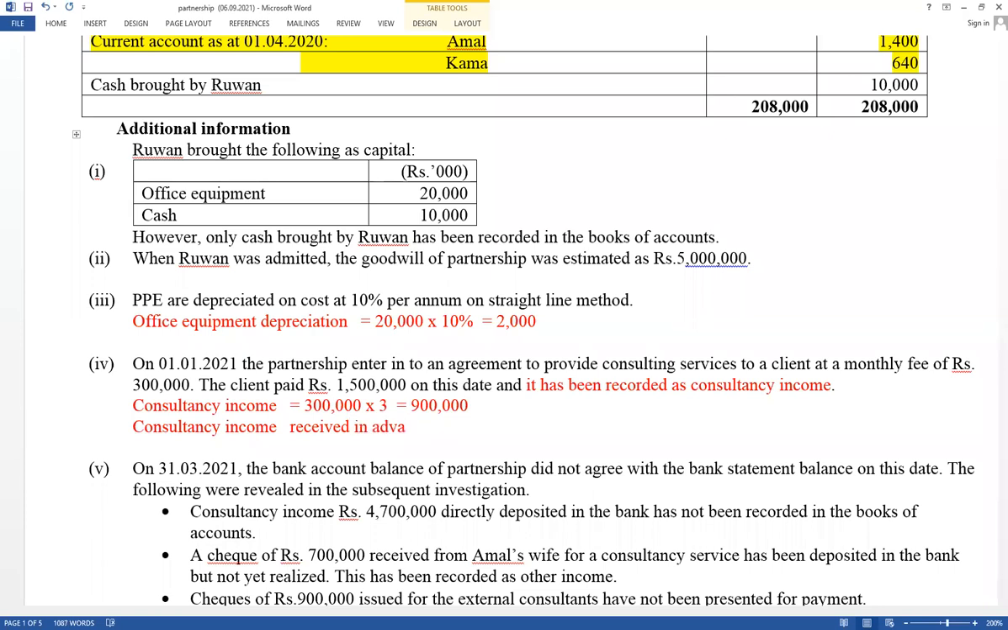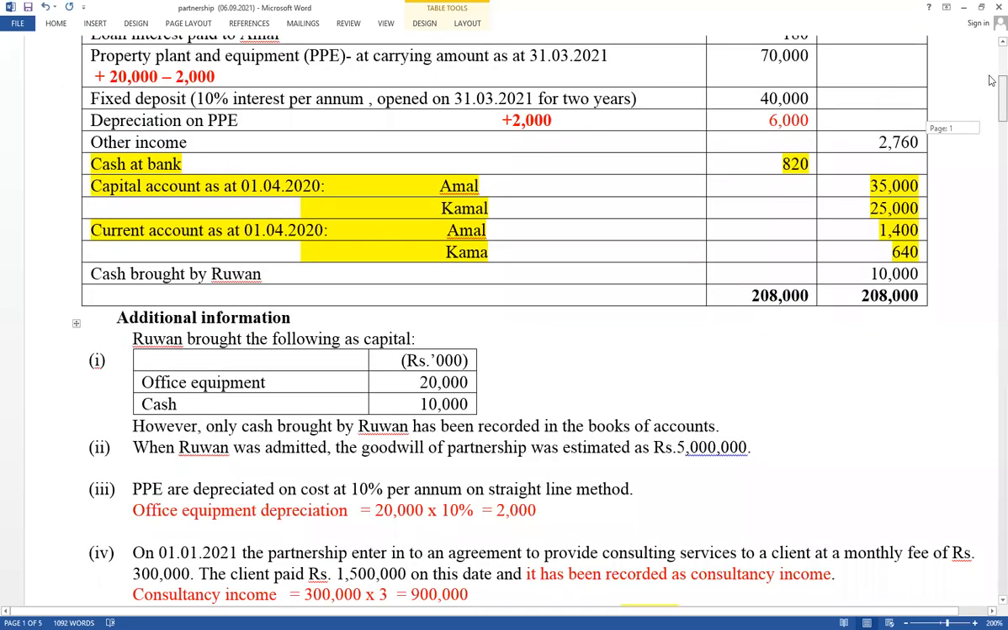Received in advance: the difference value. Received 1.5 million, but as income you have to consider 900,000. 600,000 cannot be considered as income, but the total value is already considered as income. It is available in consultancy income. Therefore, from consultancy income 600,000 should be deducted. That is a liability. It is not relevant for this financial year, but the total received amount was already considered as income. Therefore, 600,000 should be removed from consultancy income. In the trial balance, from the available consultancy income, deduct that value.